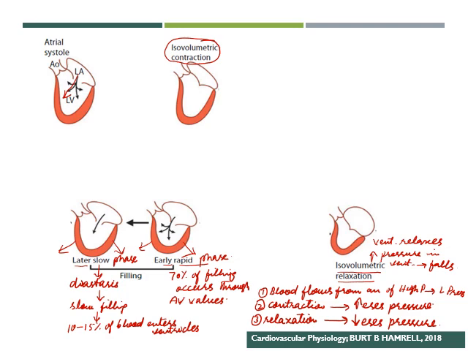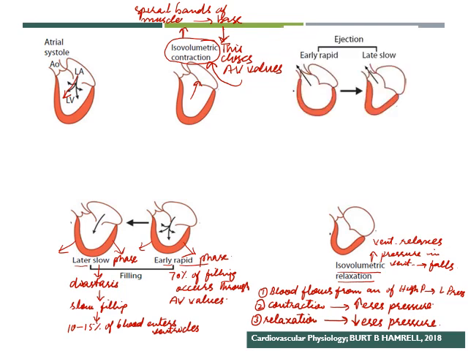Isovolumic contraction begins as spiral bands of muscles squeeze the blood upward towards the base, and when they squeeze the blood towards the base, this closes the AV valves, and when AV valves are closed, this marks the beginning of isovolumic contraction phase.